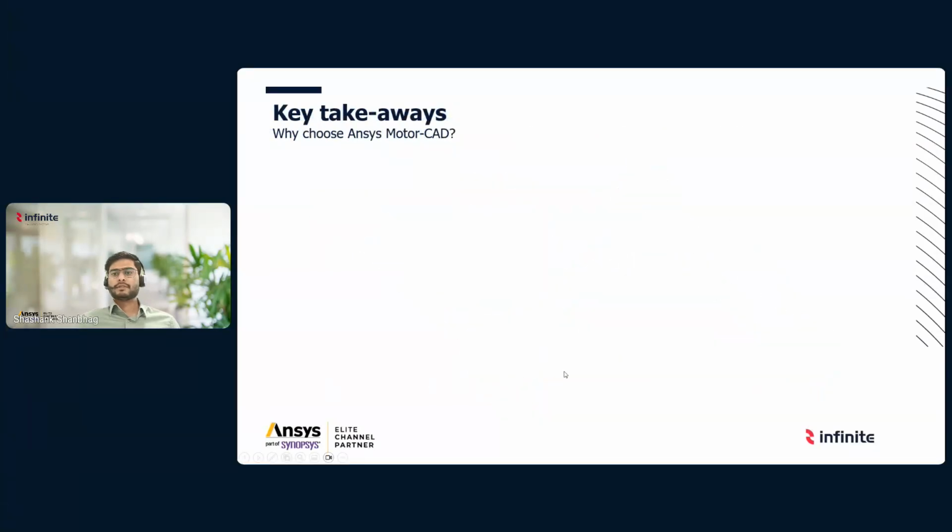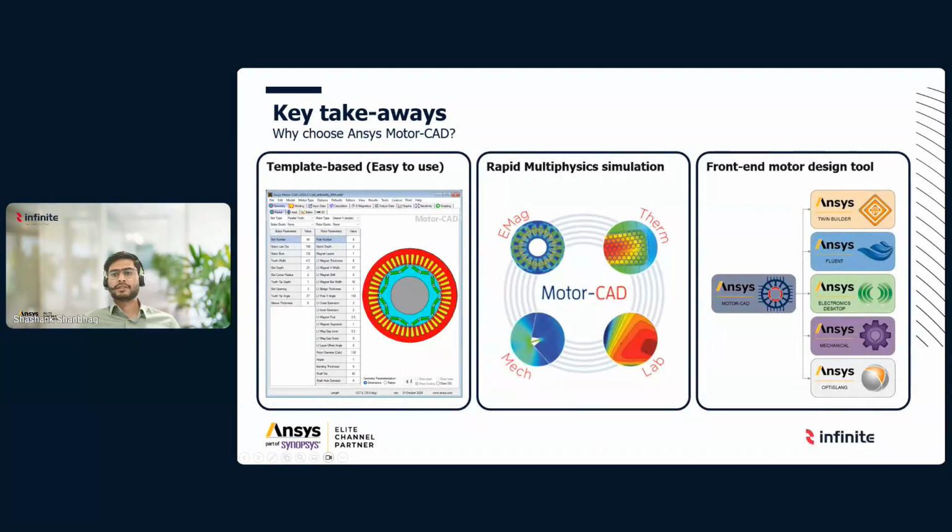We established the following key takeaways from our last session about Motor-CAD. We saw that it's very easy to use. There are quick iterations that you can do. Multi-physics simulations are possible, and this acts as a rapid and accurate solution before moving on to a detailed design, let's say. And you can go to our different solutions like Fluent or Mechanical, Ansys Maxwell, OptiSlang, and like the one we are looking at today, Twin Builder, for the system level simulations.